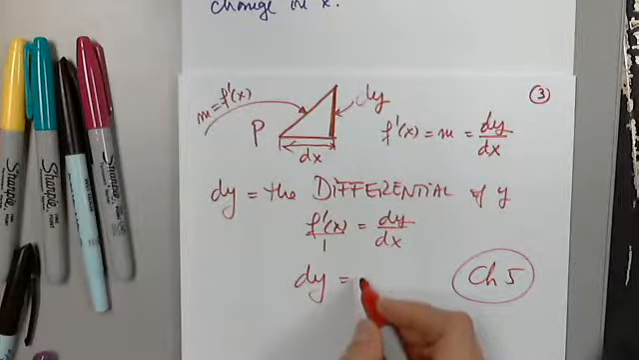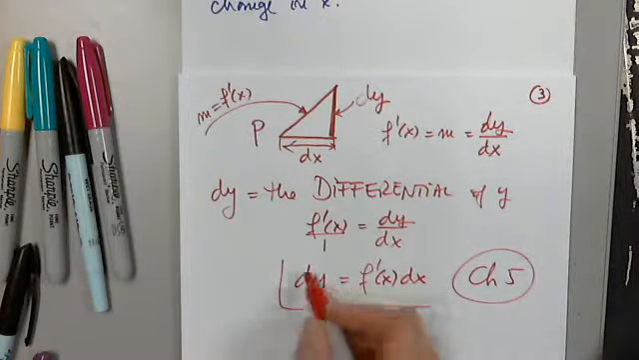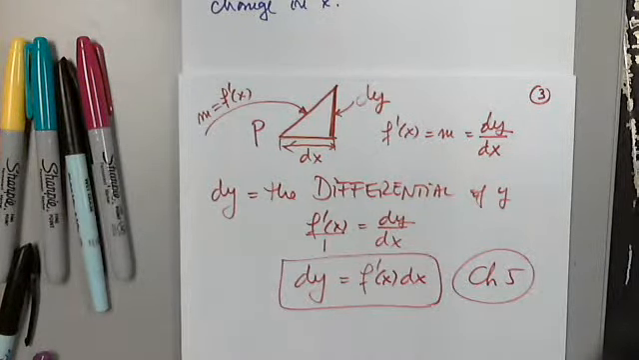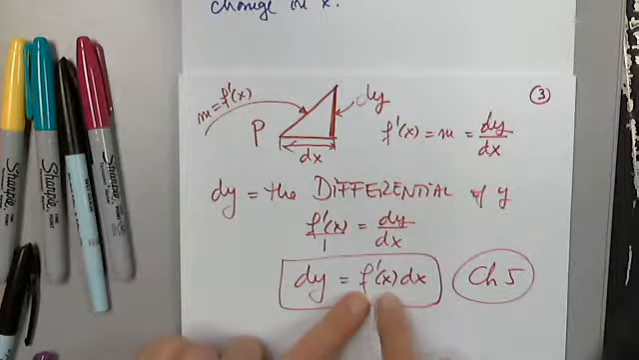dx times f prime x. Correct. The order will be this, however, but you're right, it doesn't matter. It's the same thing if you write dx times f prime, but we have to write it in this order moving forward. So the differential of y is the change in y triggered by dx, but measured using the derivative. And it's not the exact change.